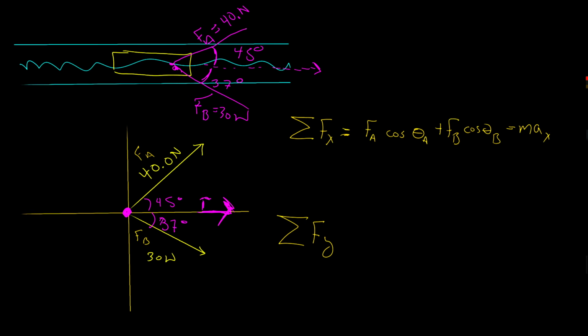And from a problem standpoint, we can turn these into numbers. So I can have 40 newtons times the cosine of 45 degrees, because that's angle A and force A, plus 30 newtons times the cosine of 37 degrees is equal to the mass of the object times the acceleration in the x direction. Now, I haven't said how massive this boat is, so I can't tell you exactly how fast it's going, but we have the setup.